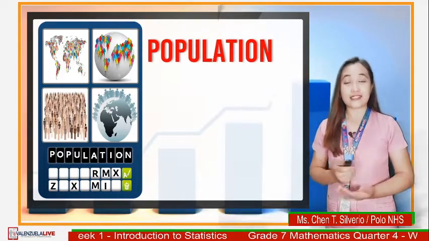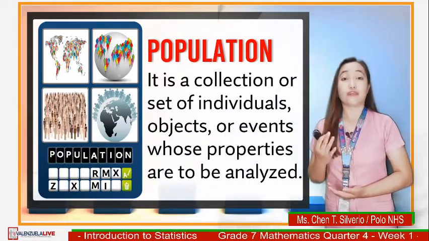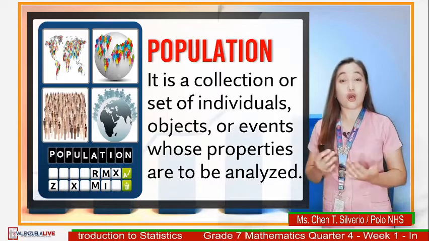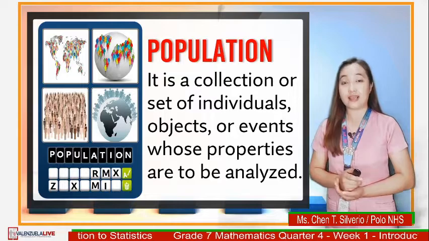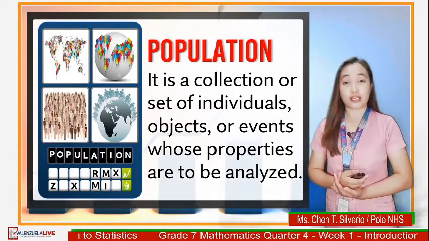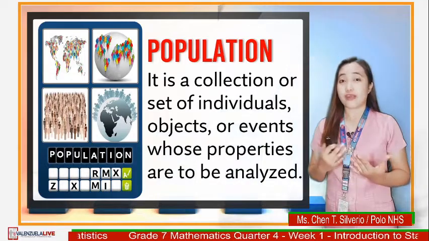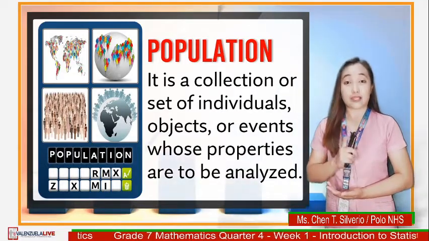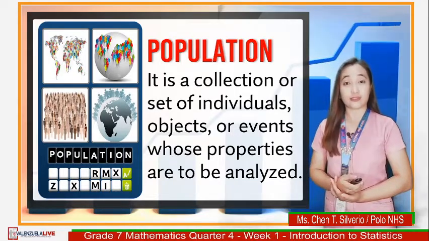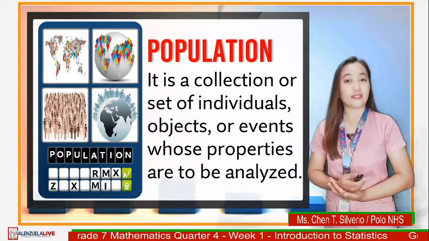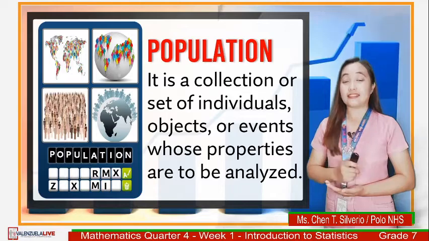The answer is population. Population in statistics refers to the set of individuals, objects, or events whose properties are to be analyzed. It talks about the complete collection of elements. For example, in the school, if we refer to the students, that means our population refers to all students in that particular school. Not only on a certain grade level, rather all of the students, and that is a population.